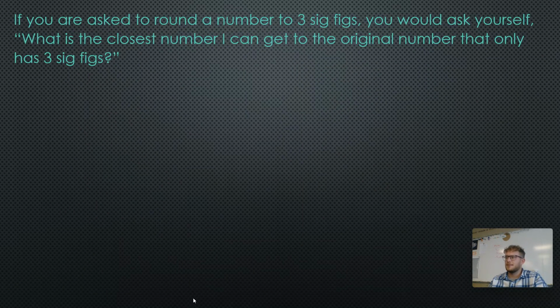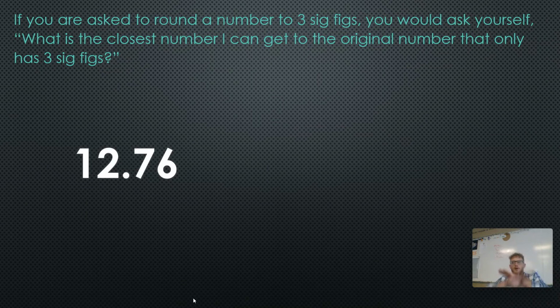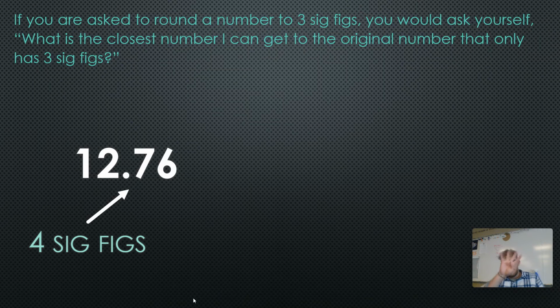I'm going to skip this. If you were asked to round a number to 3 sig figs, you would ask yourself, what is the closest number I can get to the original number that only has 3 sig figs? So for example, you're given the number 12.76, all right? And I ask you to round that number to 3 sig figs. You're going to ask yourself, what is the closest number I can get to 12.76 that would only have 3 sig figs? Because right now, 12.76 has 4 sig figs in it.